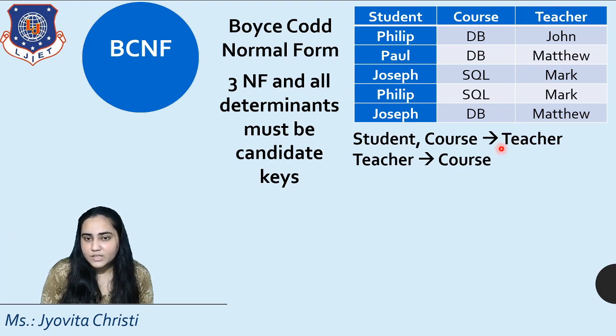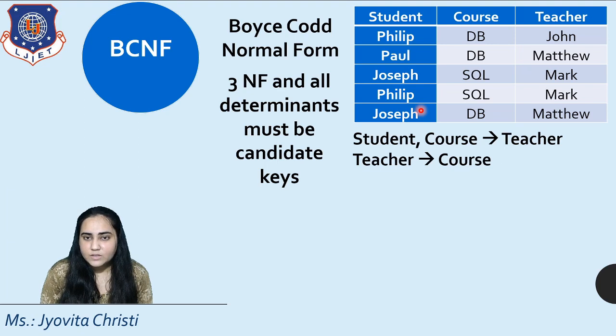And because that's a candidate key, our first dependency, which is student and course determine teacher, is all right. But the second dependency, which says teacher determines course, that's not all right. Because here on the left-hand side, we have teacher, and teacher is definitely not a candidate key, because it contains duplicate values like Matthew, which is coming twice, and Mark, which is coming twice. So this is not a proper dependency as per BCNF. And because of the teacher determines course dependency, this table is not in the Boyce-Codd normal form.